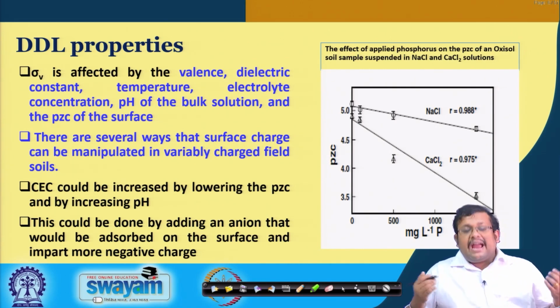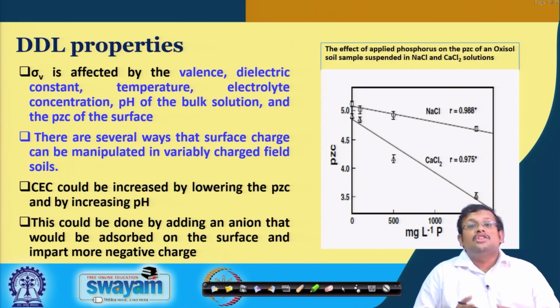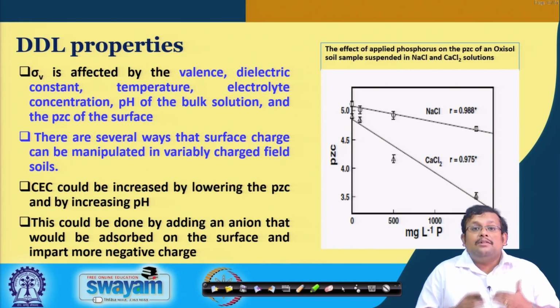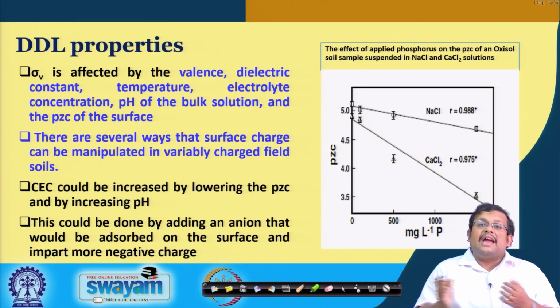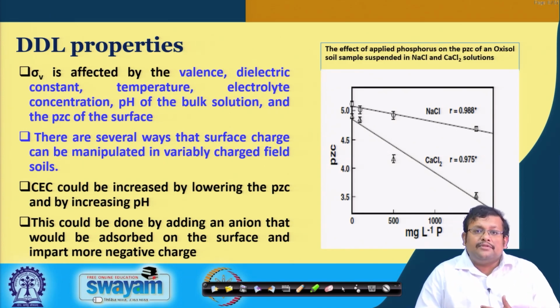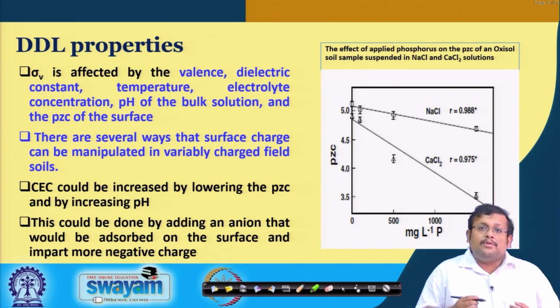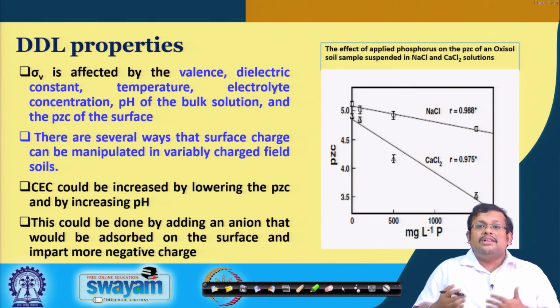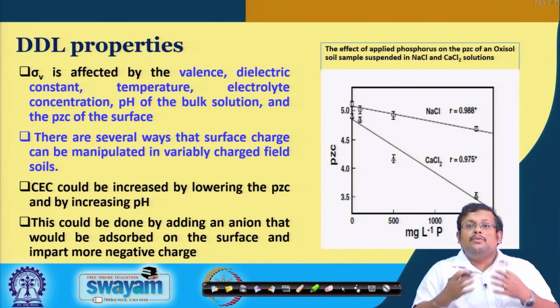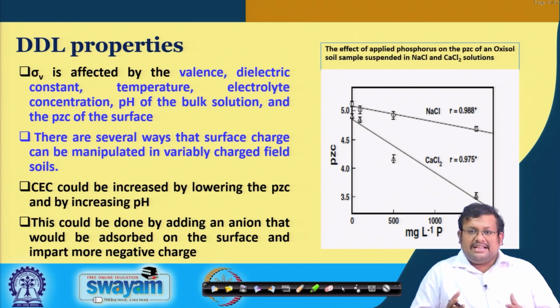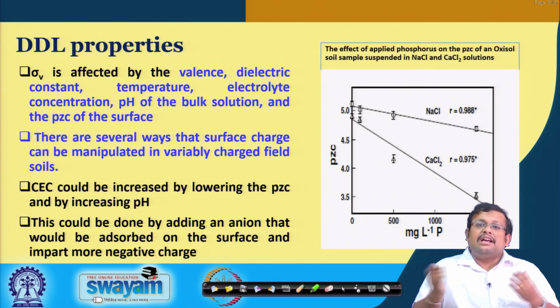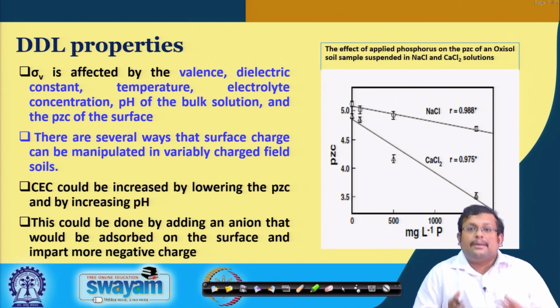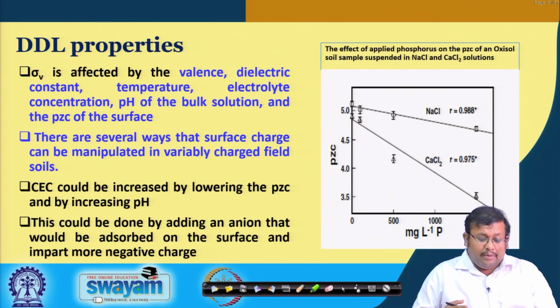This could also be done by adding an anion that would be adsorbed onto the surface and impart more negative charge. For example, if we add phosphate ion, which basically adsorbs to the surface, and phosphate is negatively charged. When the negatively charged phosphate ion gets adsorbed onto the surface, that will increase the total negative charge, and as a result the cation will be more attracted. So, cation exchange capacity will be increased.